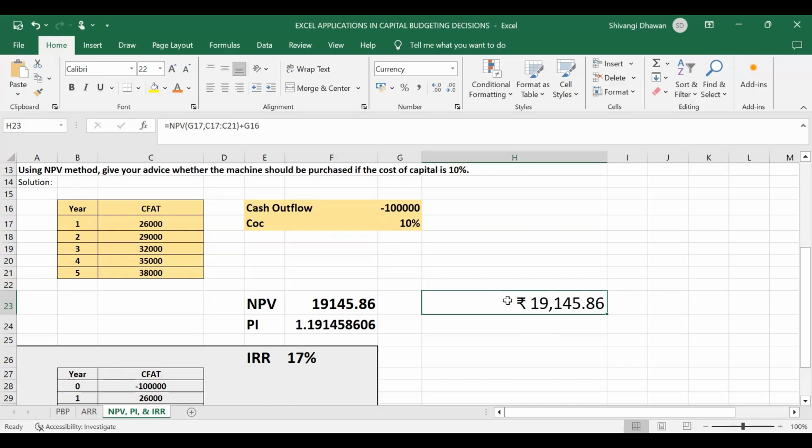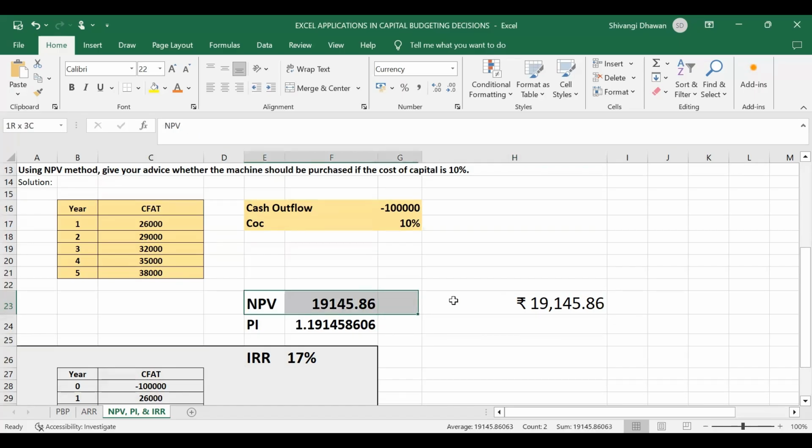The decision criteria for NPV is that if your NPV is positive, you should go with the project. If your NPV is negative, you should reject the project. And if it's equal, or you can say it is zero, that is your present value of cash inflows is equal to your present value of cash outflow, then you are indifferent and your decision might depend upon other factors. So this is how NPV is calculated.